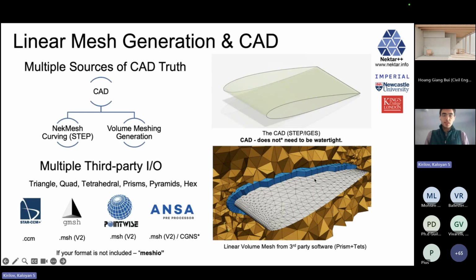So let's start step by step. What kind of meshes can we actually read? We can read many different formats. In terms of all these tools that you see here, we can read Star-CCM+ and Gmsh formats, in both linear and high order, linear pointwise meshes through the Gmsh format, and very recently we have started also reading ANSA meshes. We also have a new input module, which is the CGNS one.